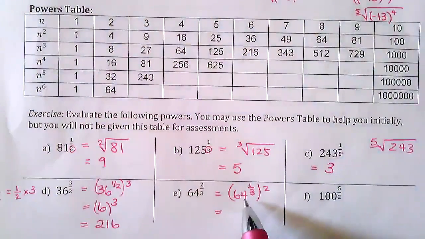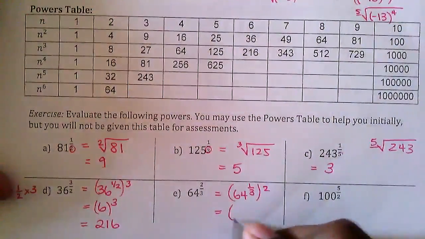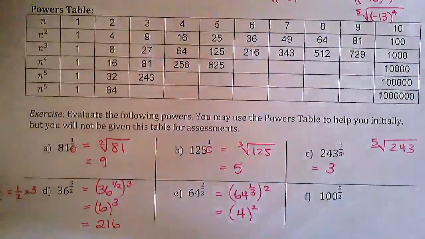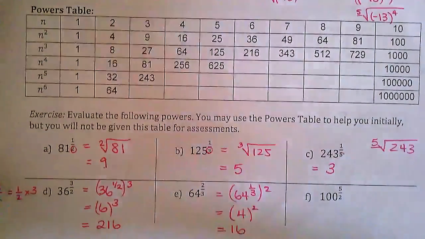So instead of converting this to a radical, let's name it as is. The n value, the index is 3, so I'm looking for the cube root of 64. What to the power of 3 will give me 64? Well, the answer is 4. And because the square is there, I'll do that at the end. So 4 squared is 16.